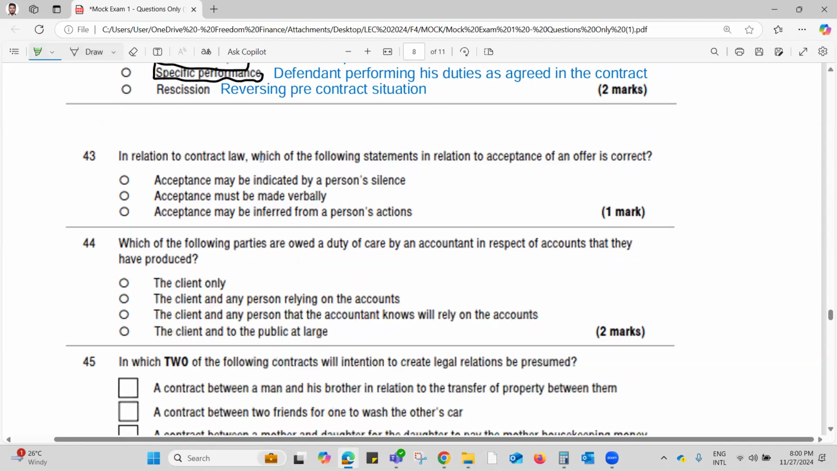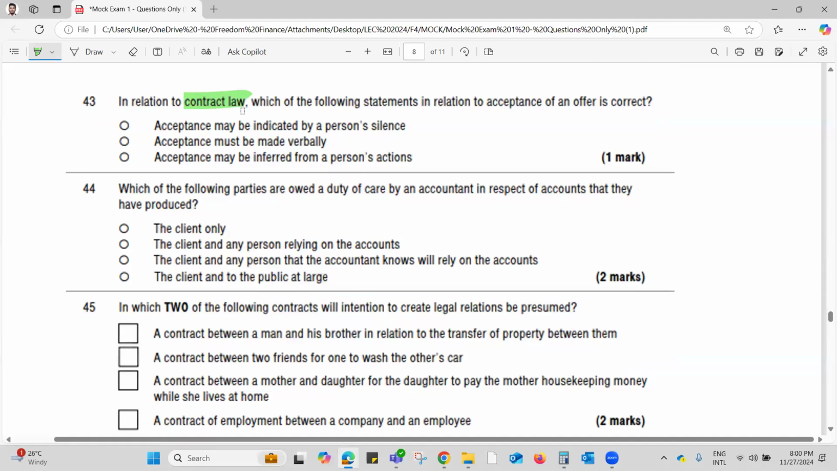The 43rd one: in relation to contract law, which of the following statements in relation to acceptance of an offer is correct? Acceptance may be indicated by personal silence. Acceptance must be made verbally. Acceptance must be inferred from a person's actions. What is the correct thing? Silence is not an acceptance. Then it is not a must to make things verbal. So technically, acceptance may be inferred from a person's actions. That is the right option in this situation.